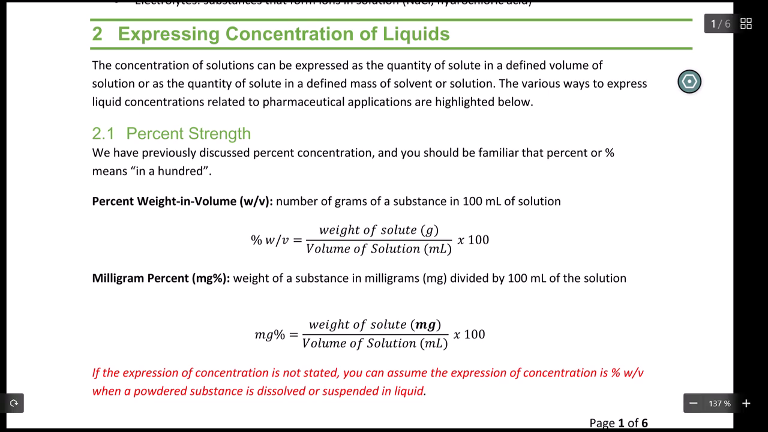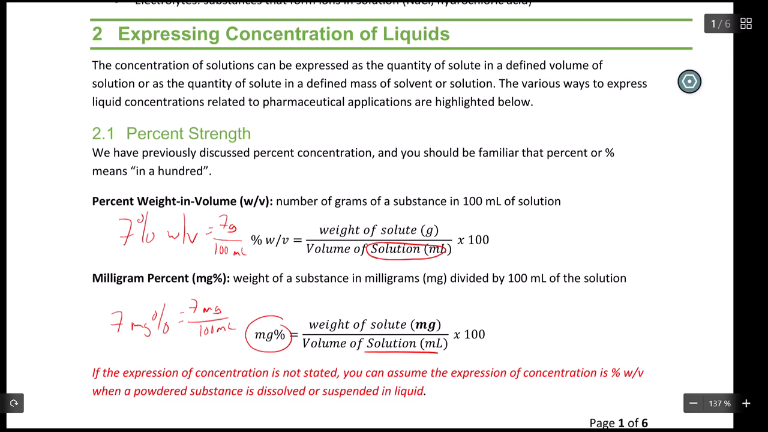If you have something that was, let's say, a 7% weight in volume solution, you know that this is going to represent 7 grams of the solute in 100 mLs of the solution. So the full solution, not the amount of solvent, the solution itself. If you do see something that says milligram percent, so if I had 7 milligram percent, in this case, this means 7 milligrams in that same 100 mLs of solution.